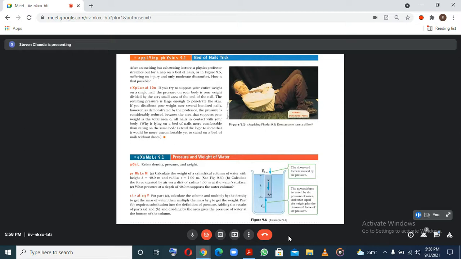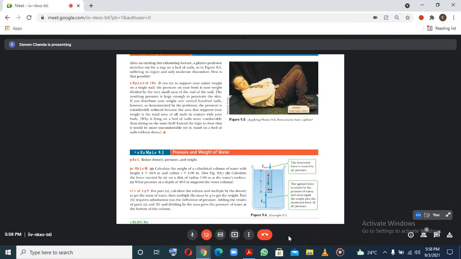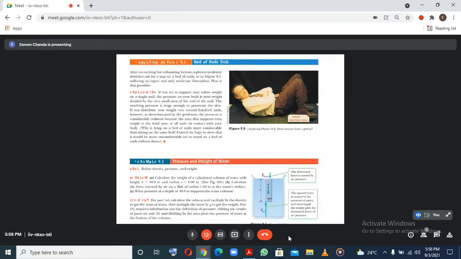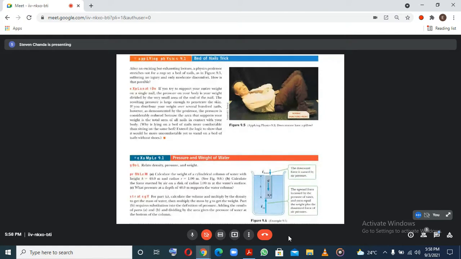Here we are being asked to calculate the weight of the cylindrical volume of water with height h of 40 meters and radius 1 meter. So what can you calculate from there? The first thing that you want to do is, of course, know how to calculate the volume of a cylinder.